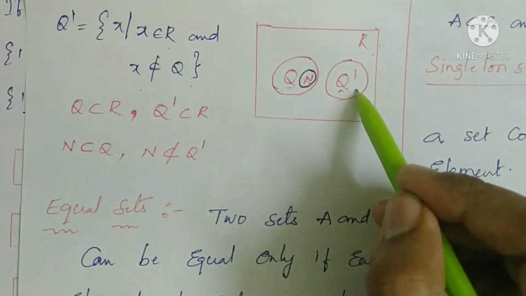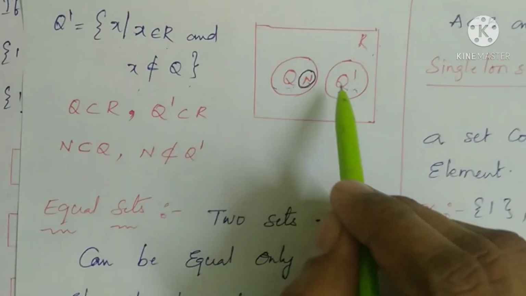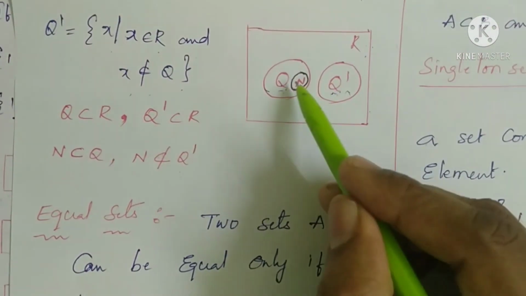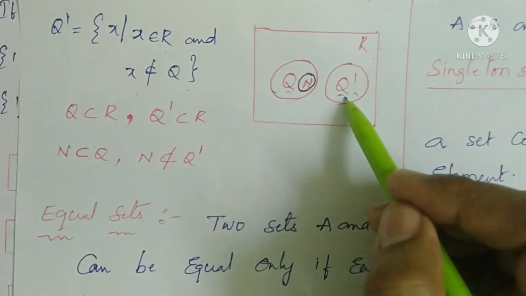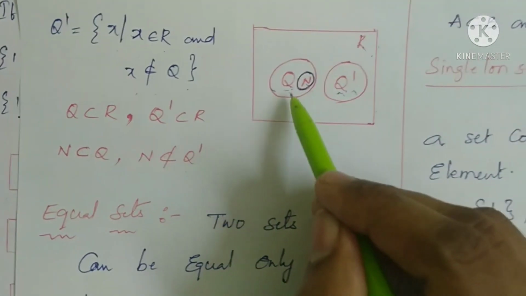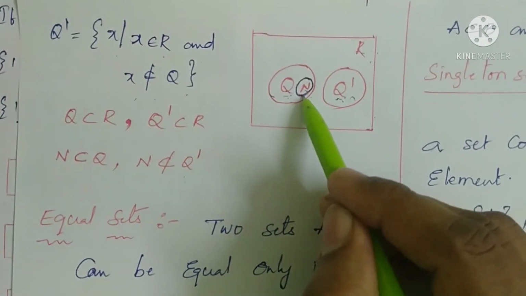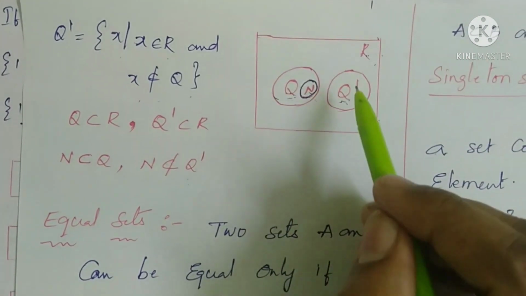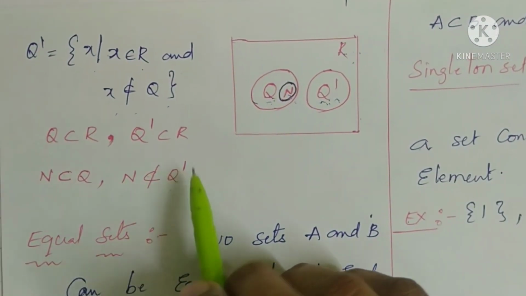N is not a subset of Q dash. Here Q is a subset of R, Q dash is a subset of R. N is also a subset of R, N is a subset of Q, N is not a subset of Q dash.